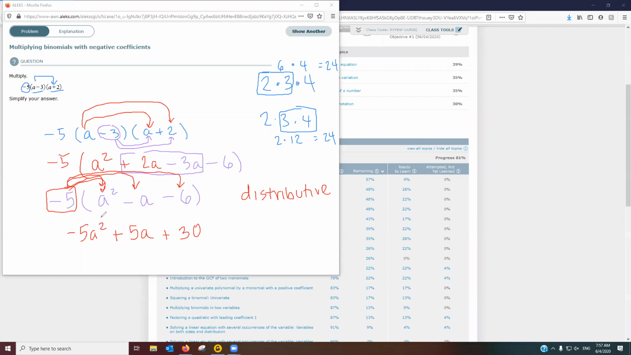I can't do anything else to simplify this answer. There's no more like terms. So I know that's the final answer on this one.